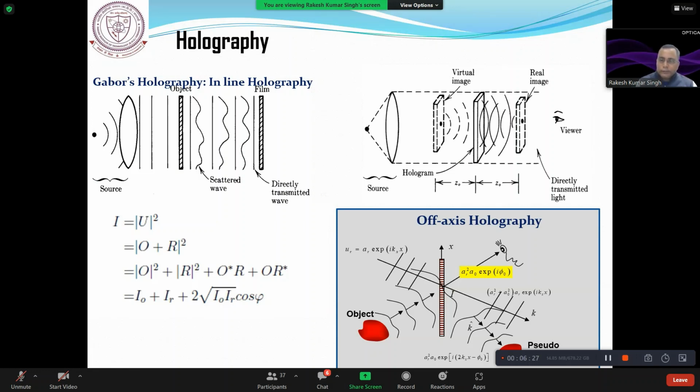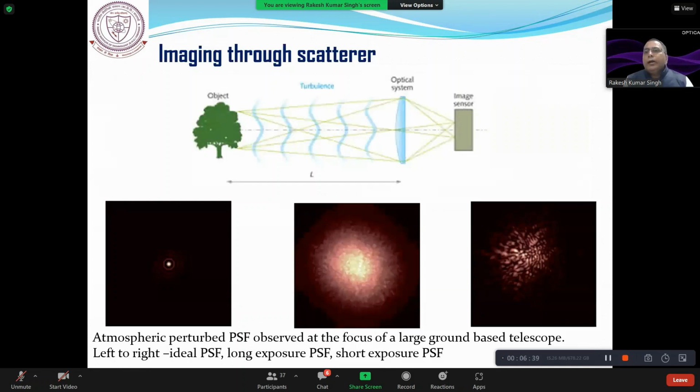So I will discuss a few of these holographic techniques, not with coherent light, not with a conventional method, but with incoherent light, and then how we can recover the phase. Okay, so let me go to the major issue of imaging through the randomness.